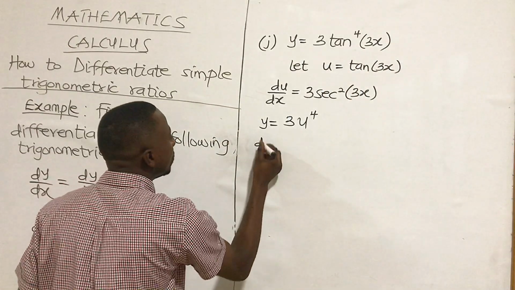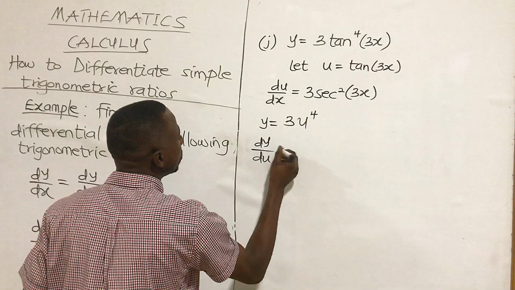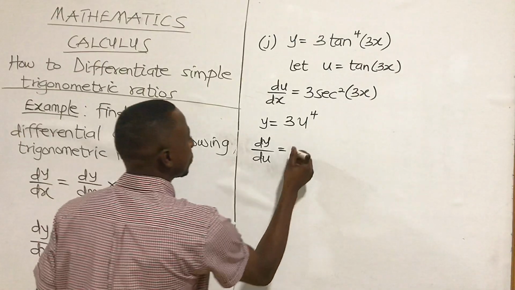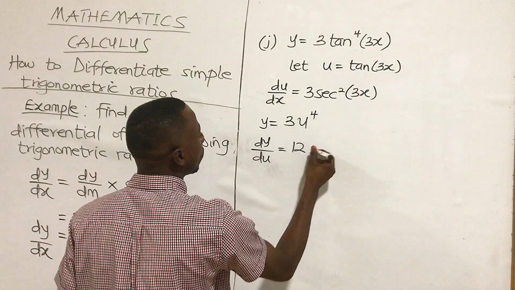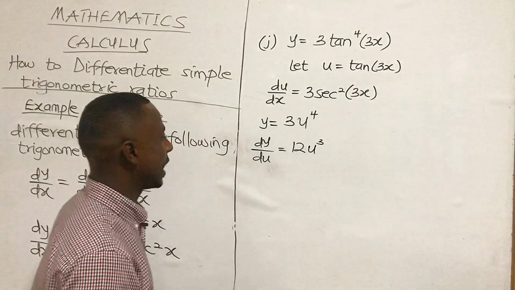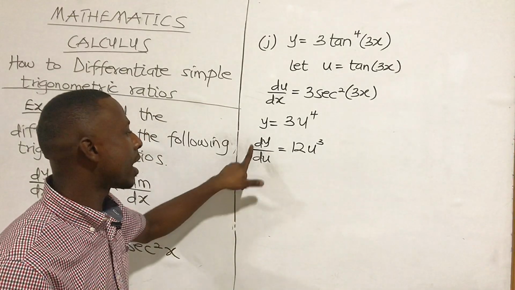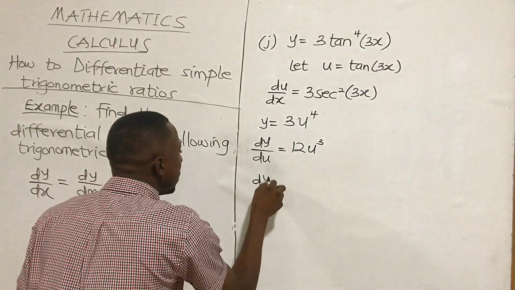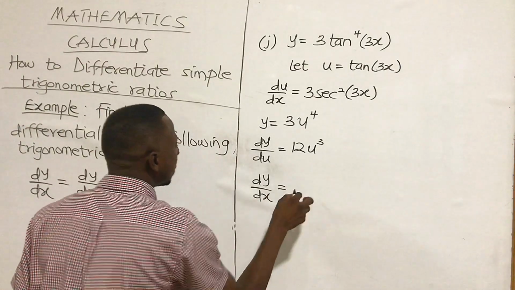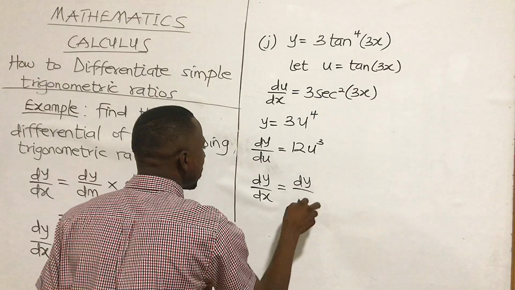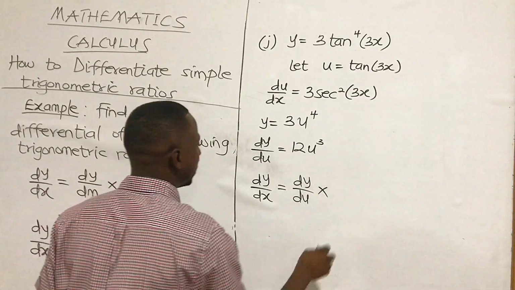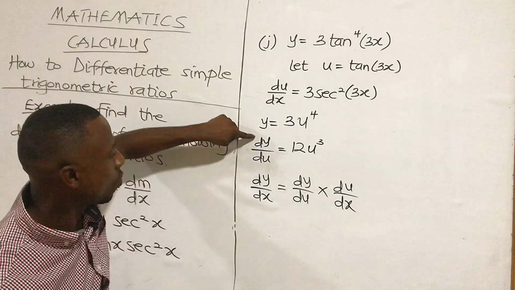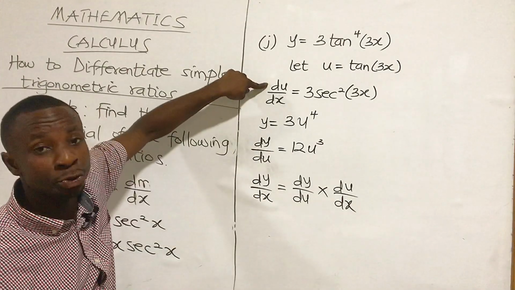So here we have dy over du to be, we are going to differentiate this. So 4 times 3, we have 12. Difference 1, we have u cubed. And this is my dy over du. So let's look at the final answer. Dy over dx is going to be dy over du multiplying du over dx.